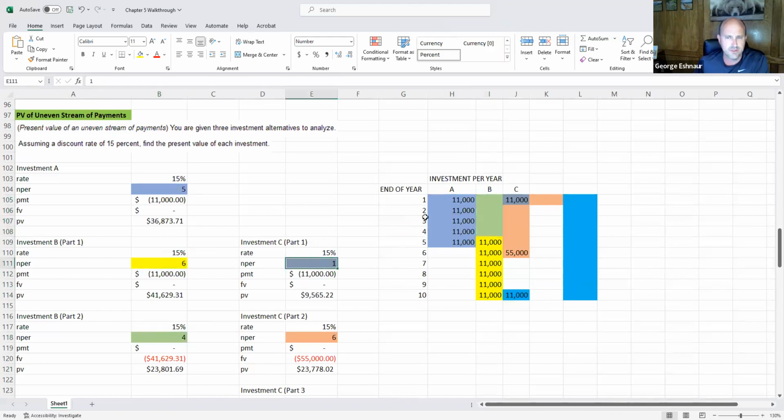So on this one, it's a different shade of blue. Probably should have made it a little different, but we just need to look at the first year for part C, okay? And it's $11,000 at 1 year. Present value is, if we're gonna need to have 11,000 for this one, we need to invest today $9,565 for 1 year at 15%.